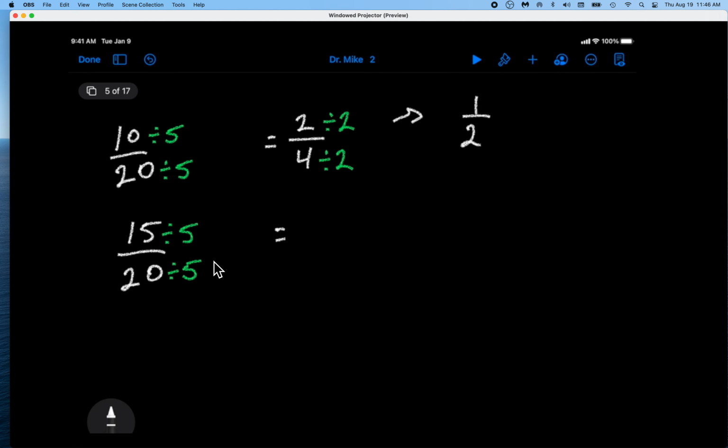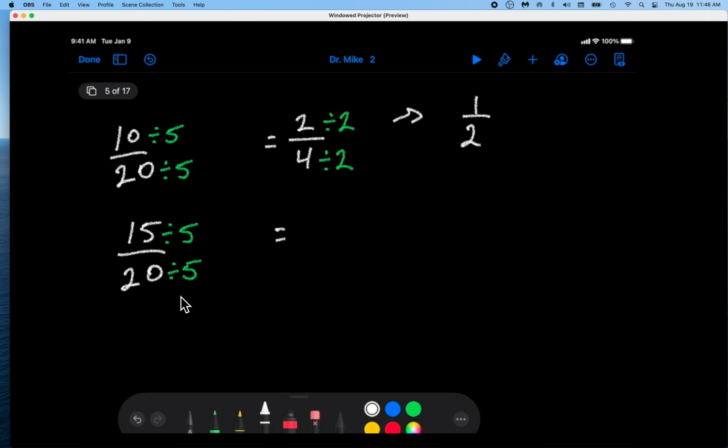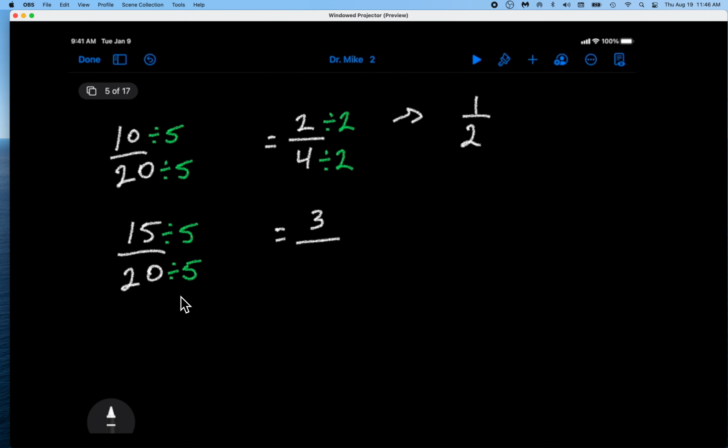Let's see what's going on down here. See that 5? I know it's going to be divisible by 5. See the 0 in the number 20? I know that's going to be divisible by 5. Let's see where this takes us. 15 divided by 5 is 3. 20 divided by 5 is 4. If you wanted to check your math, 3 times 5 gives you 15. 4 times 5 gives you 20. That's your reduced fraction. We cannot go any further.